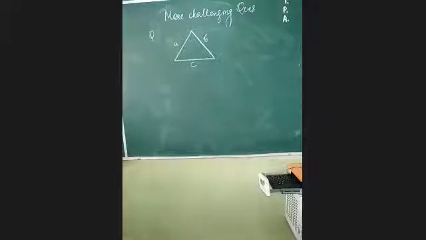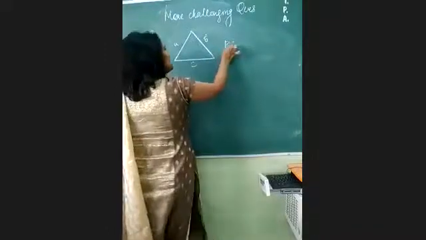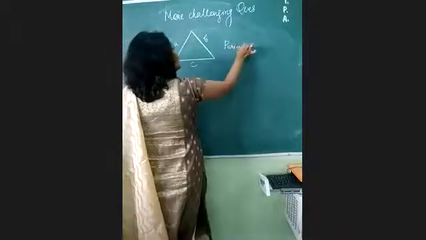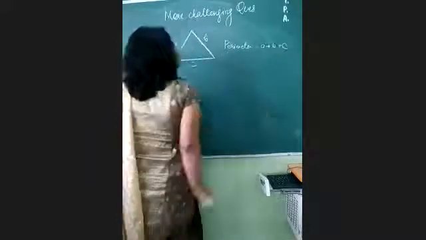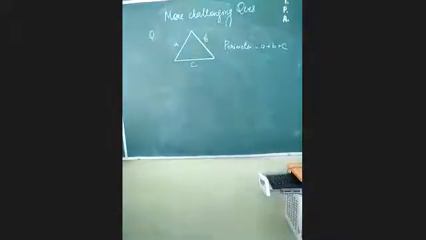All sides will be added. A plus B plus C. It is not A into B into C. The perimeter formula is A plus B plus C. This is the formula. Okay?